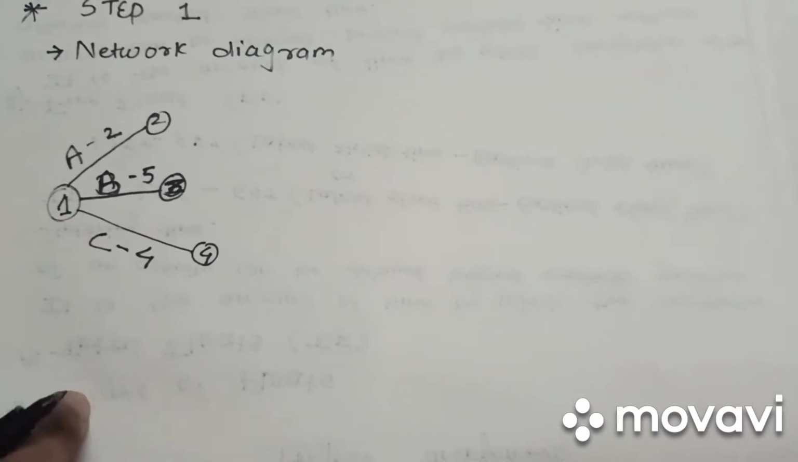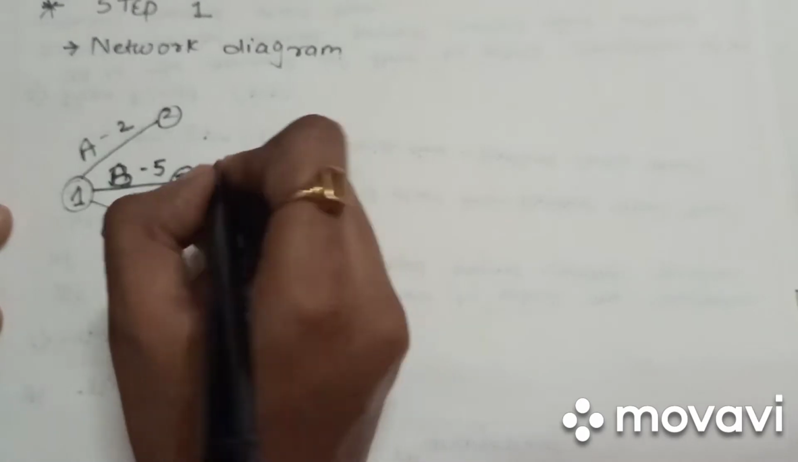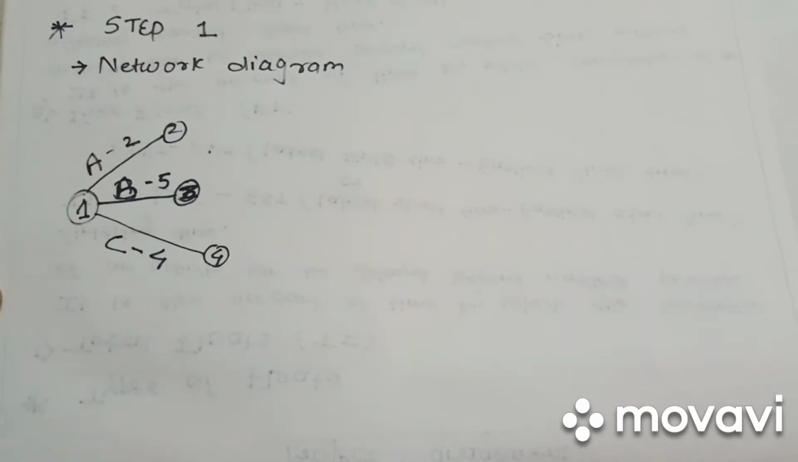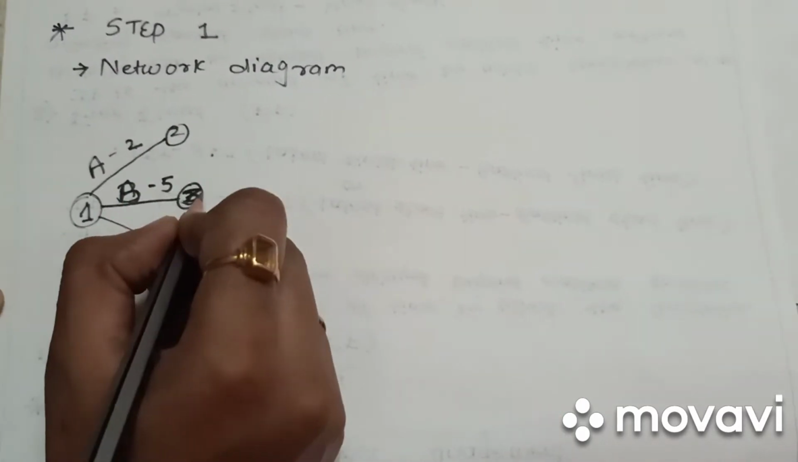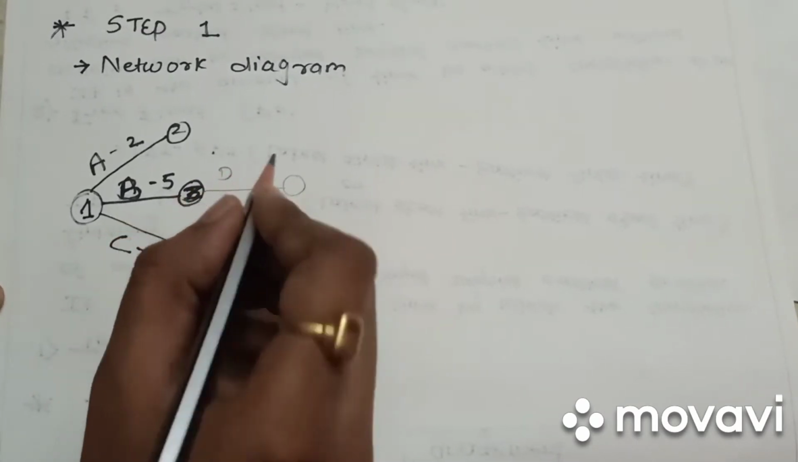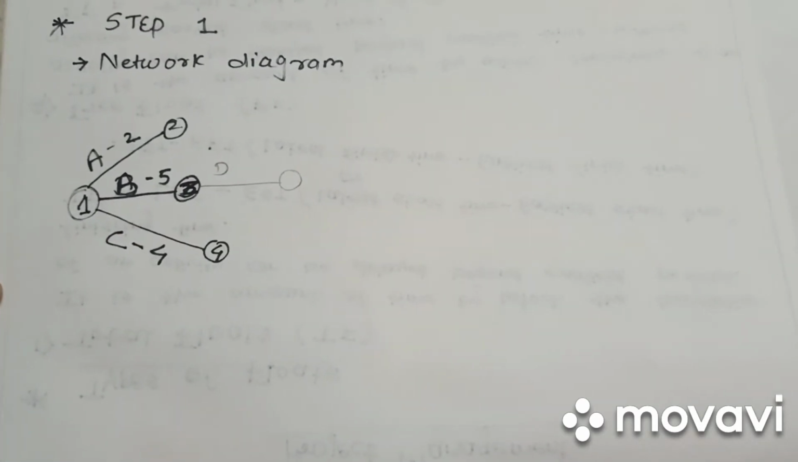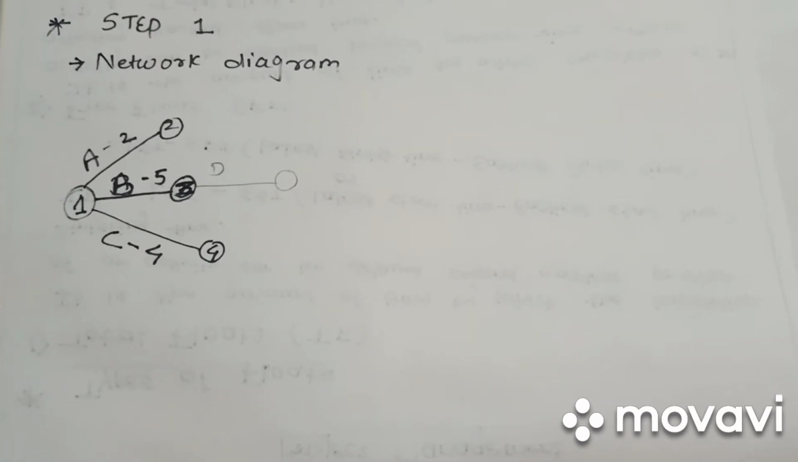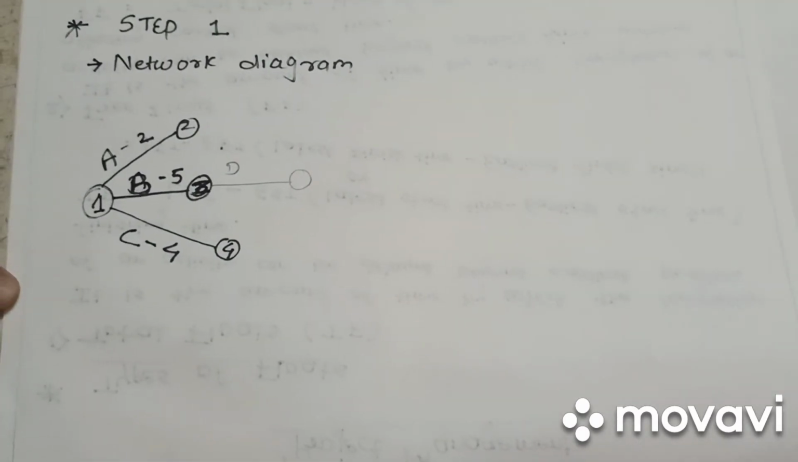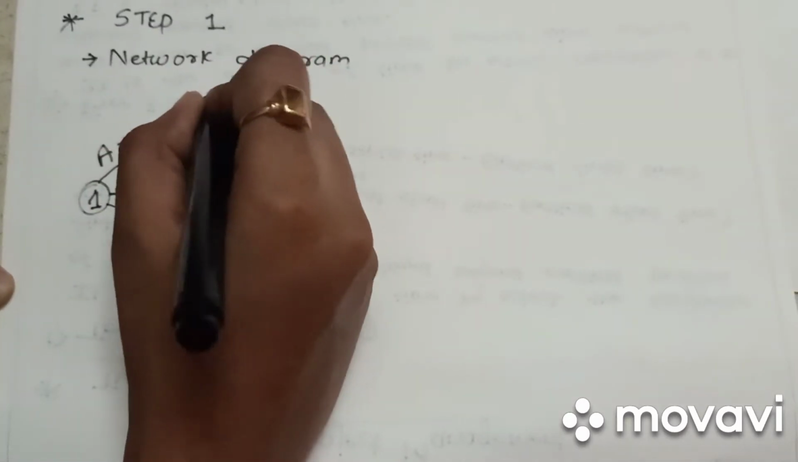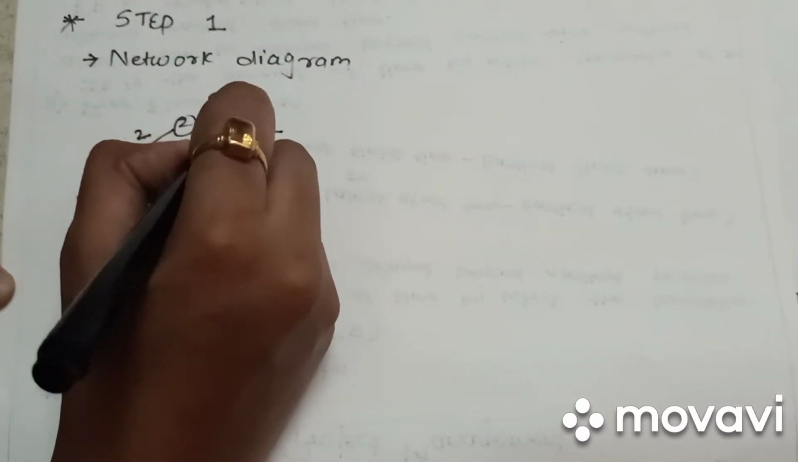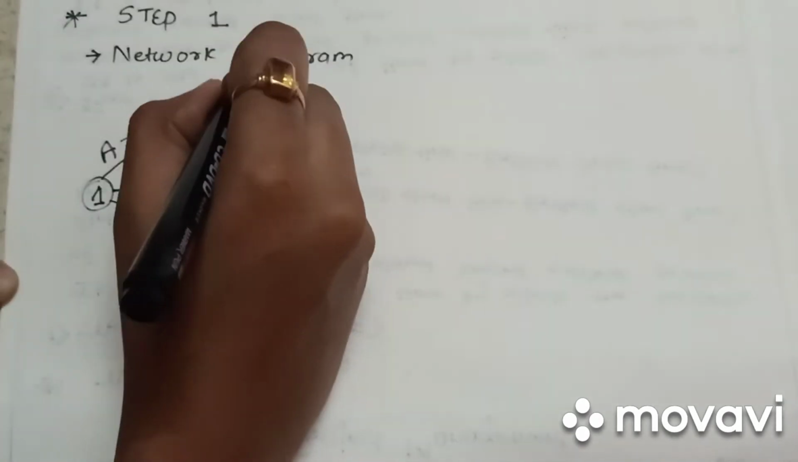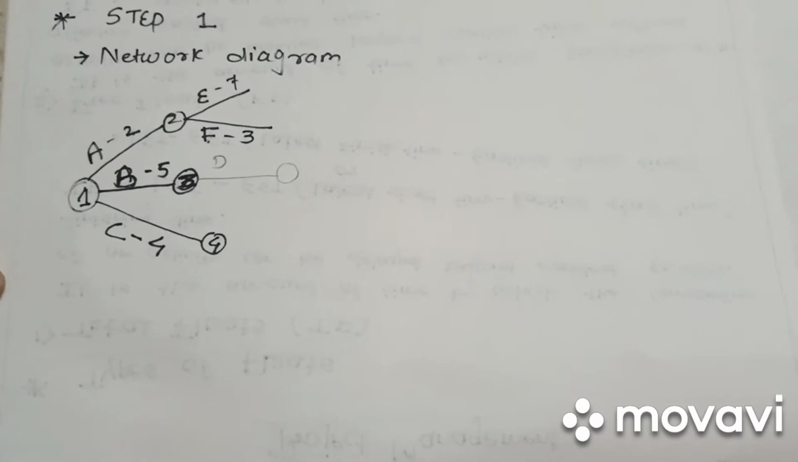After A, B and C, for D the preceding activity is B. After D, E is given. For E the preceding activity is A, and for F the preceding activity is A. The timing for E is 7 and the timing for F is 3. After E and F, G.